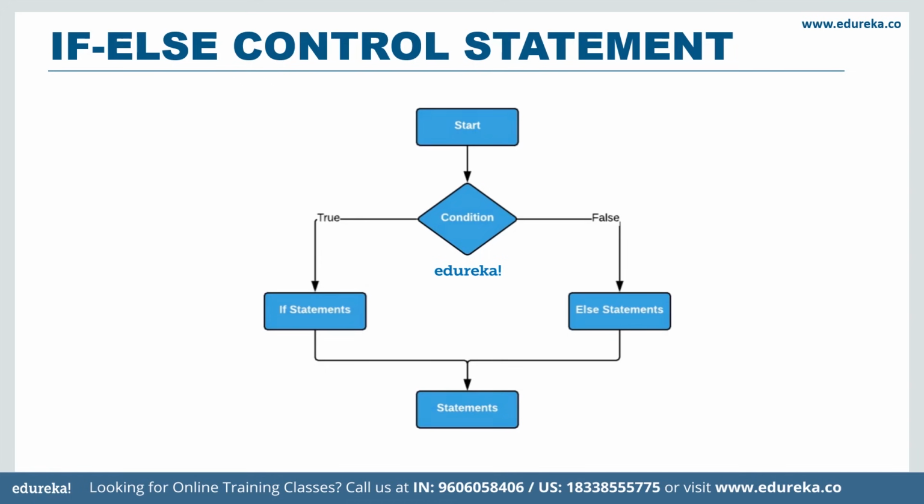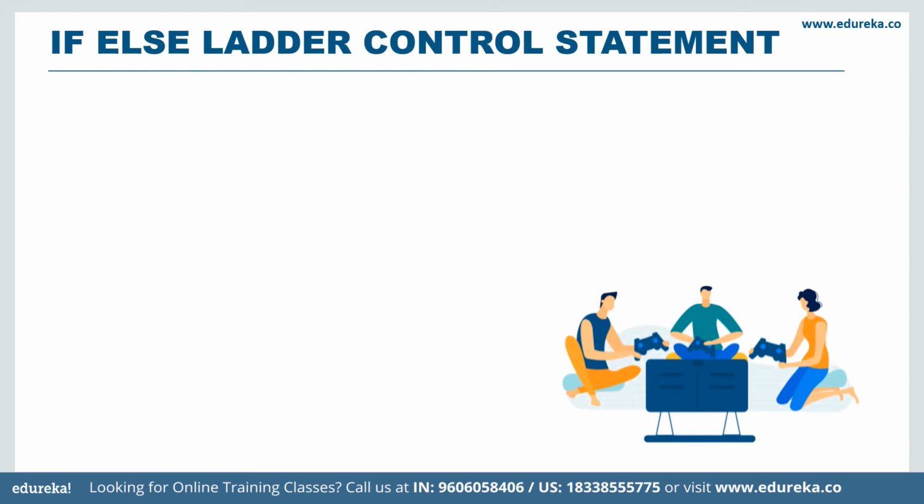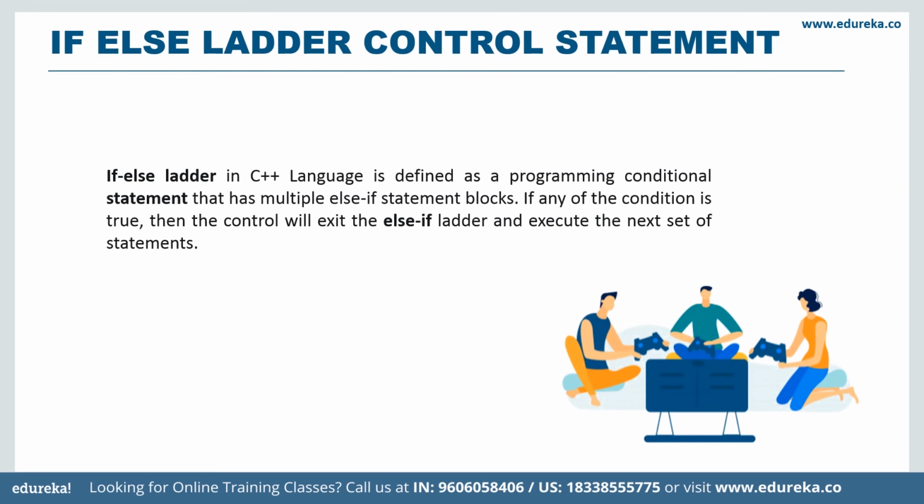Now let's move on to the next type of control statement, that is the if-else ladder control statement. The if-else ladder in C++ is defined as a programming conditional statement that has multiple if-else blocks. If any of the conditions is true, then the control will exit the if-else ladder and execute the next set of statements. Now let's see the flowchart to understand the if-else ladder in a much better way.